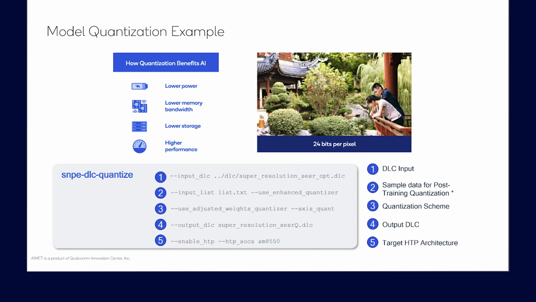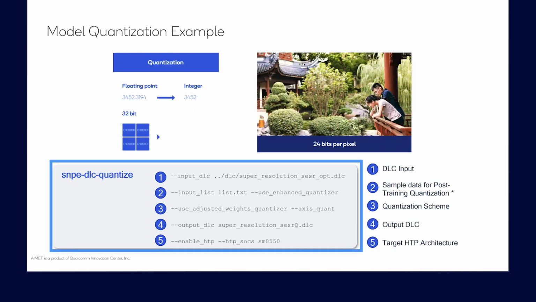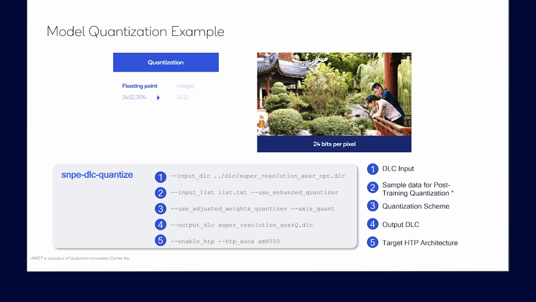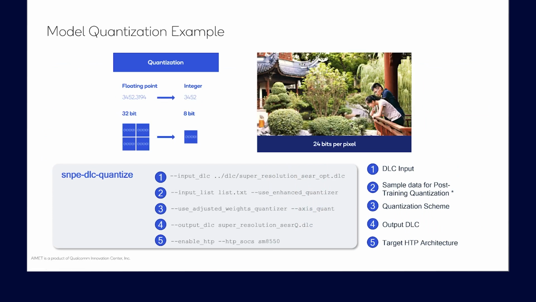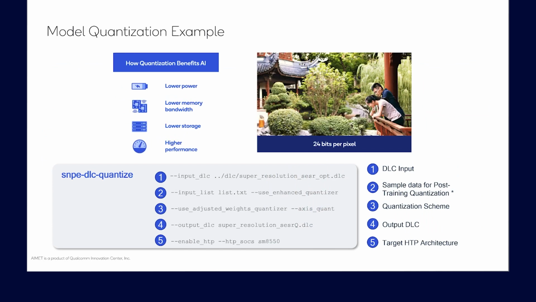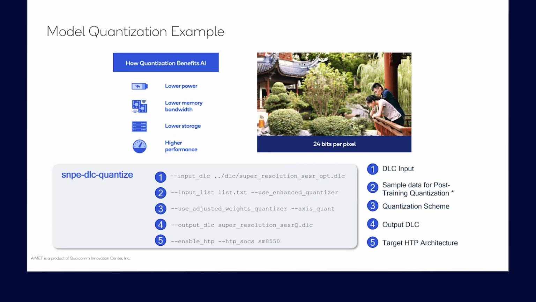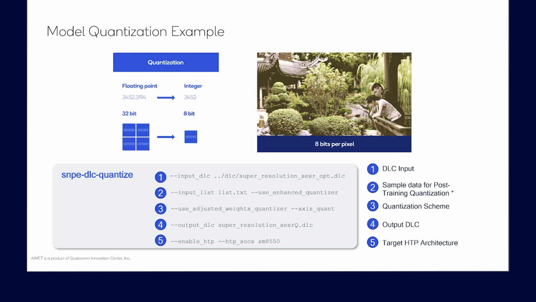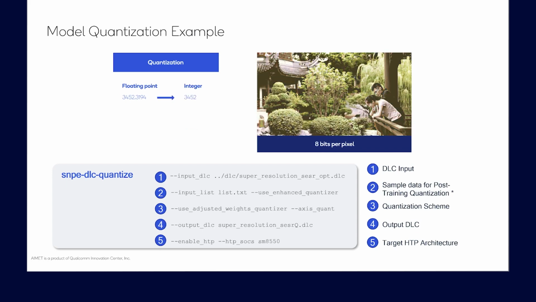Now, let's talk about how the DLC is quantized. For Qualcomm Neural Processing, the command as we see here will be snpe-dlc-quantize. First, you pass the DLC, which is the input. Then you pass the input list of sample data for the post-training integer quantization, and then use the adjusted weights. Next, you have the output DLC, which is your quantized DLC file, and you can directly run it on target. In this case, it is being run on Snapdragon 8550 platform.